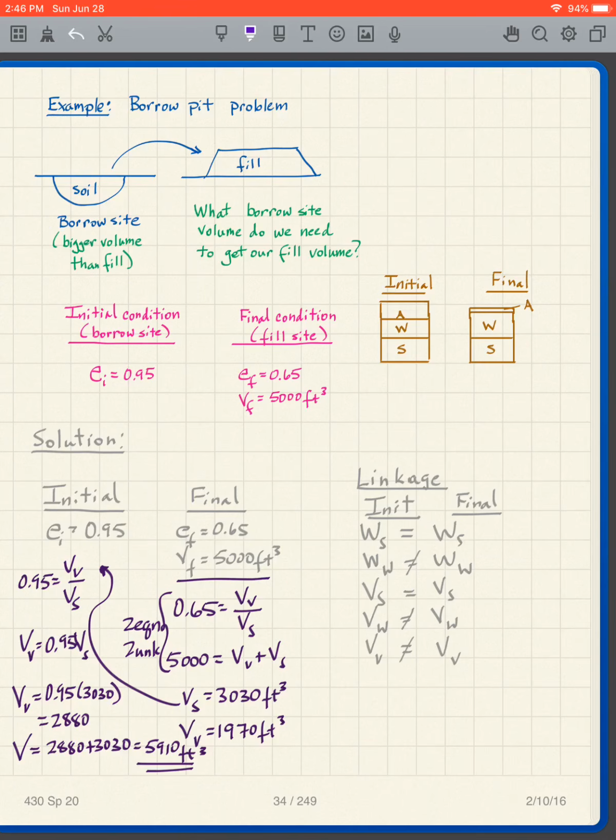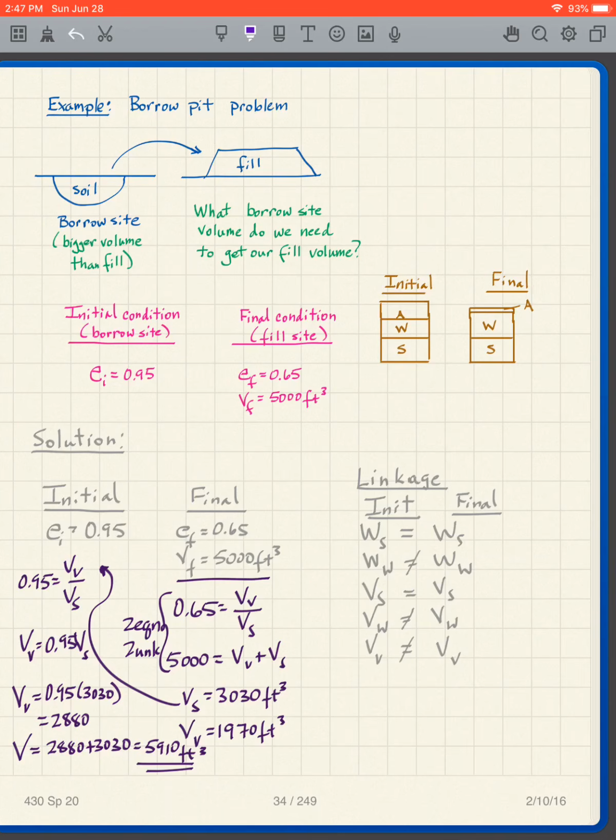We can draw a little sketch of this, and sometimes it's very helpful to get an idea what's going on because we have an initial and final. So this is different from any of the problems that we've done previously. In the previous problems, we didn't have two different conditions. We just had one. I told you these are the properties of the soil and give me some other properties of that soil. Now I'm adding a complication. I have an initial condition, and then I'm doing something to the soil. I have a final condition, and I have to essentially correlate the initial and final conditions to help me solve this problem.